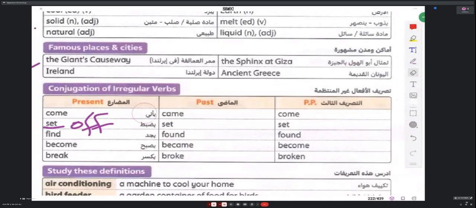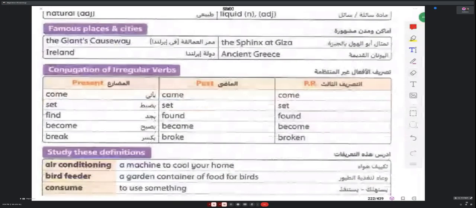The Giant's Causeway, Ireland. The Sphinx at Giza, ancient Greece. Come, came, come. Set. Find. Become, became, become. Break, broke, broken.